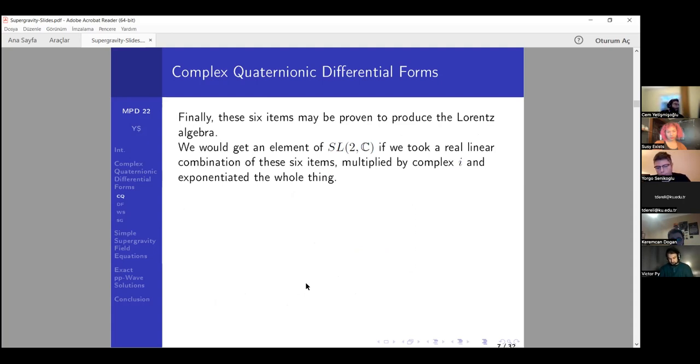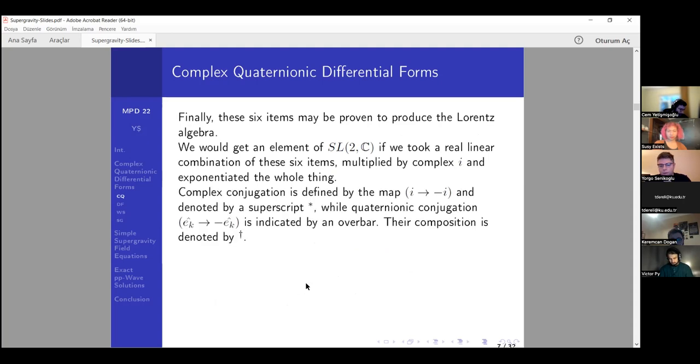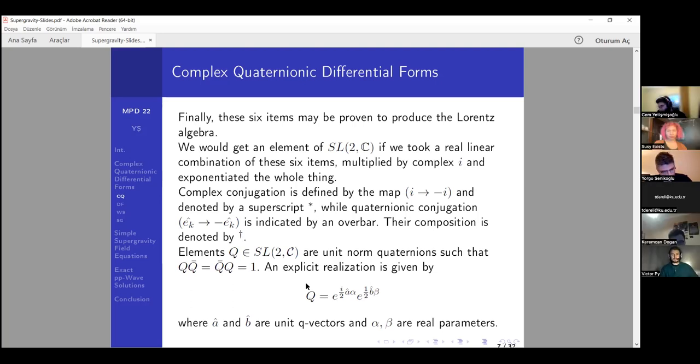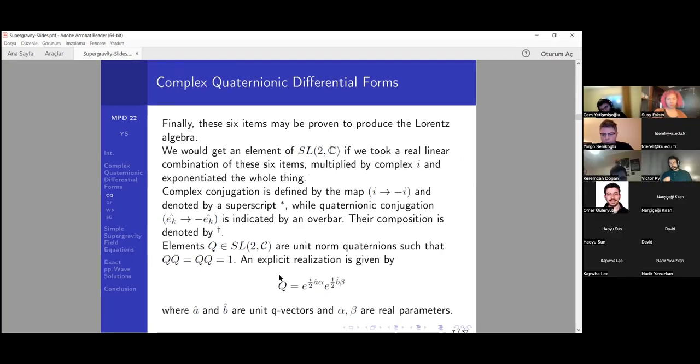And we would get an element of SL2C if we took a real linear combination of these six items, multiplied by the complex number I and exponentiated the whole thing. In my notation, I will define complex conjugation by a superscript star and quaternionic conjugation by an overbar. And their composition is defined by the dagger. Any element Q of SL2C is a unit norm quaternion such that Q Q-bar equals one, and an explicit realization is given by Q equals the exponential of this, where A and B are unit quaternion vectors and alpha and beta are real parameters.